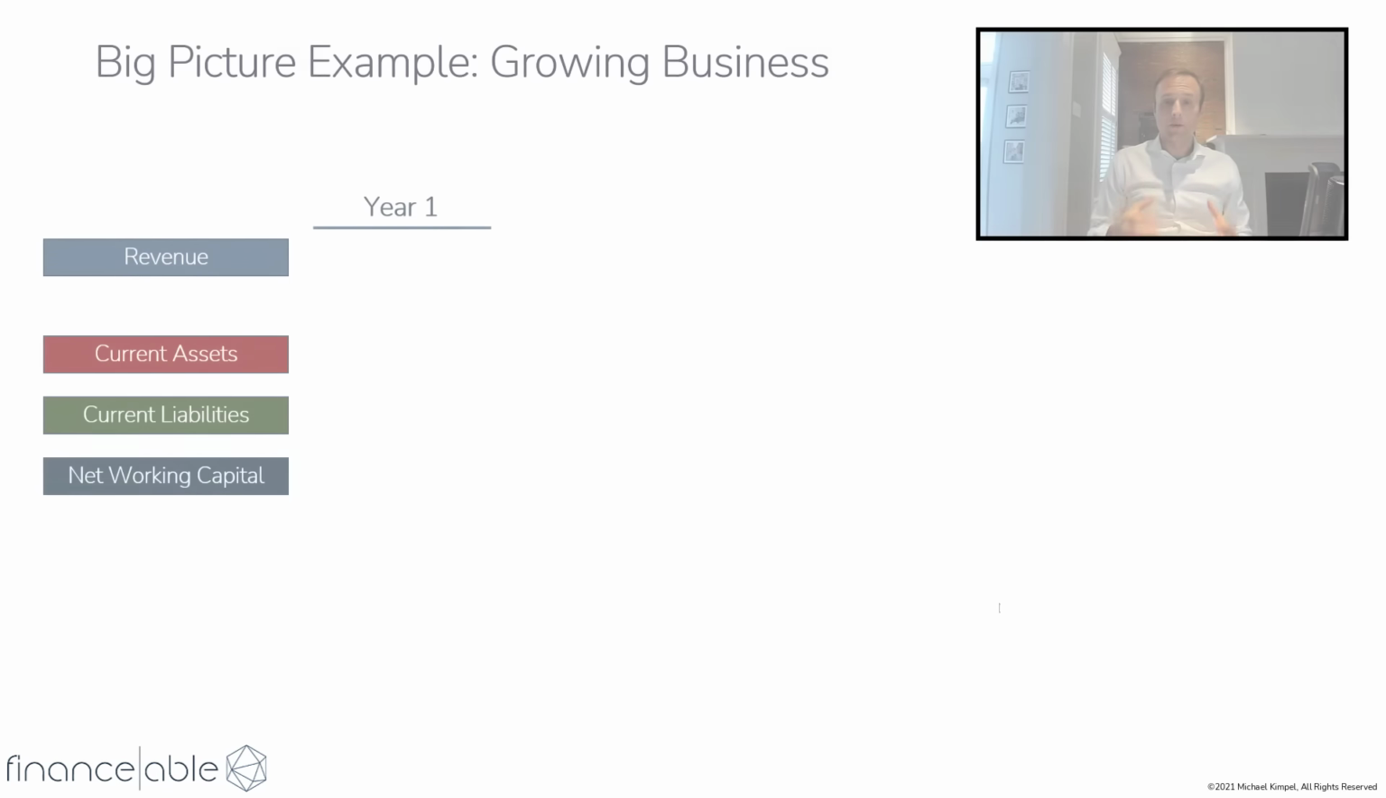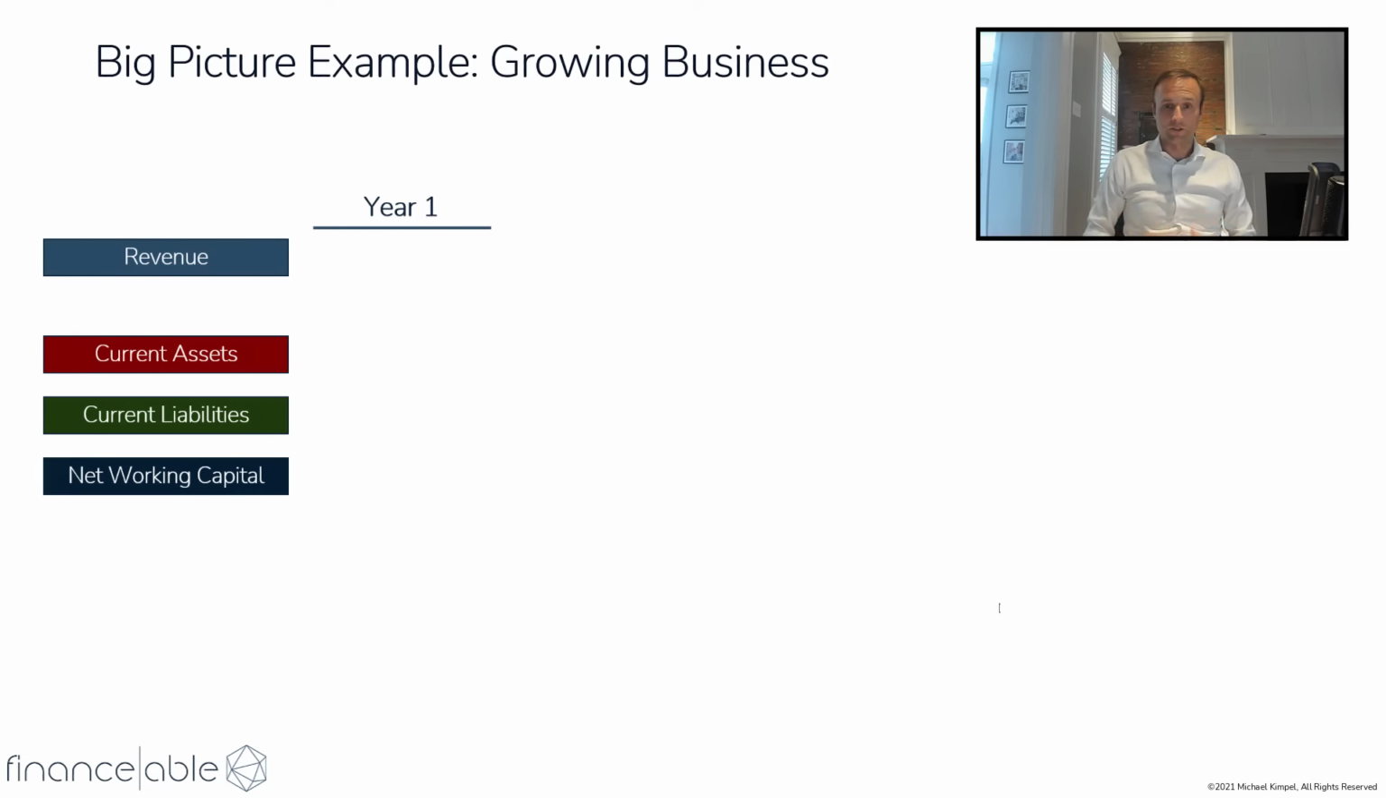So now let's apply what we just learned to a big picture example of an entire business as opposed to a single unit. And we're going to look at a business that has $10,000 in revenue, $1,000 in current assets, $500 in current liabilities, and net working capital as a result of $500.